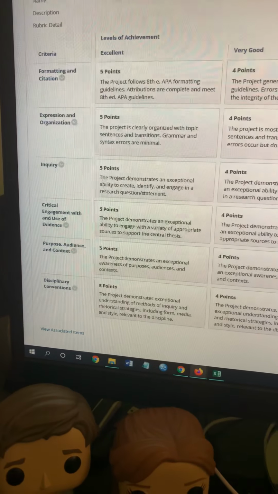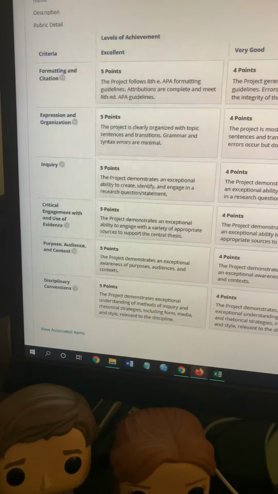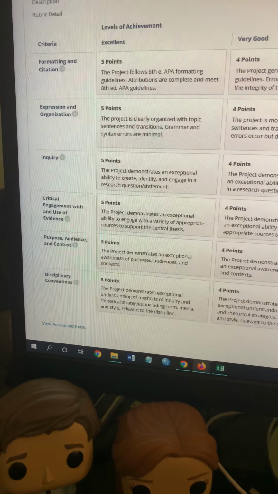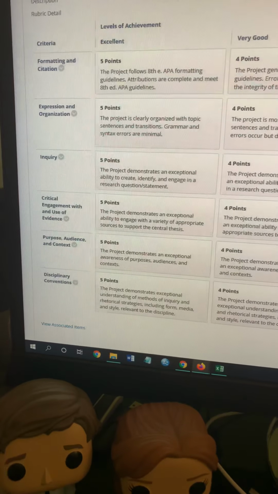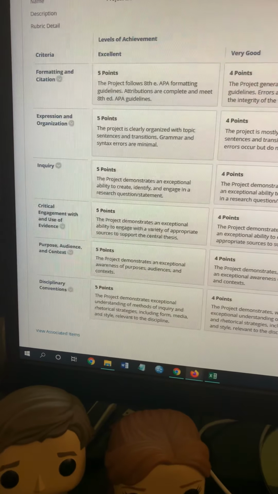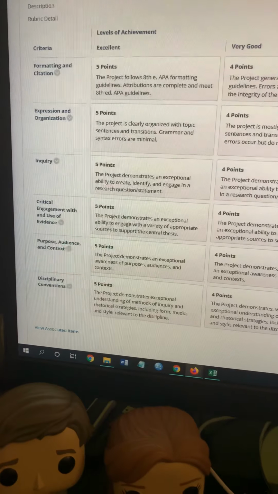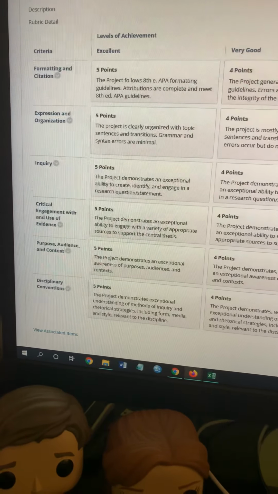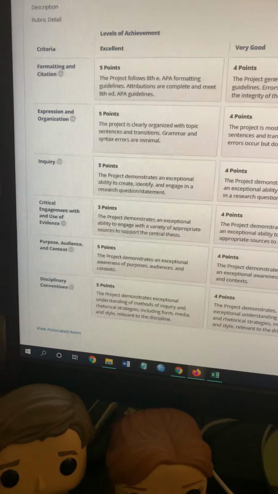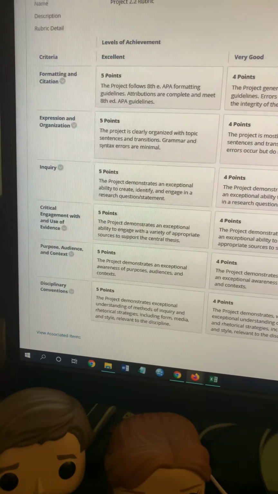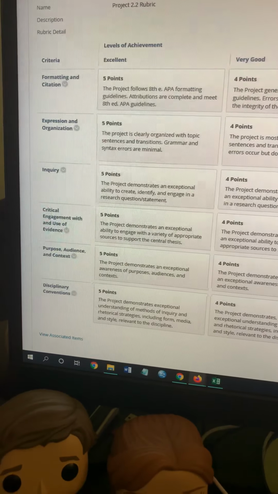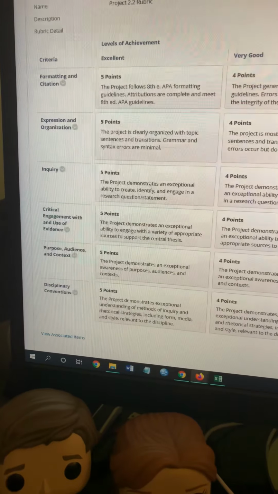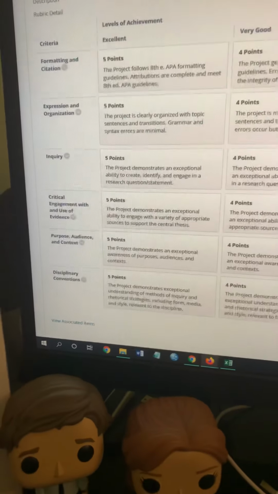Okay, so expression and organization. The project is clearly organized with topic sentences and transitions. Grammar and syntax errors are minimal. So the main thing I'm really looking for here is that organization. As you know, I'm not a stickler about grammar and syntax. I will point out grammar and syntax errors to you, but I'm doing that to benefit your own writing. I'm not doing that because you're losing points for those mistakes. It's more that I want to give you the pointers so that you can polish your writing as much as possible. I'm more so concerned about your expression and organization.